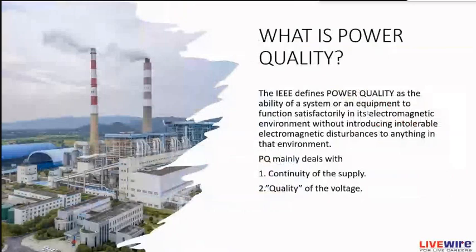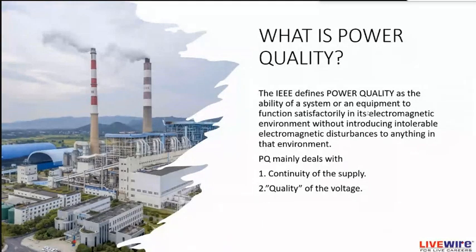So the first question which comes to our mind is, what is power quality? IEEE has defined power quality as the ability of the system or equipment to function satisfactorily in its environment without any electromagnetic disturbances. So it is tolerable to any of the electromagnetic disturbances, meaning it is a qualified power system. The power quality mainly depends on two things: the continuity of the supply and the quality of the voltage. So there are two things to be considered while we are speaking about power quality.